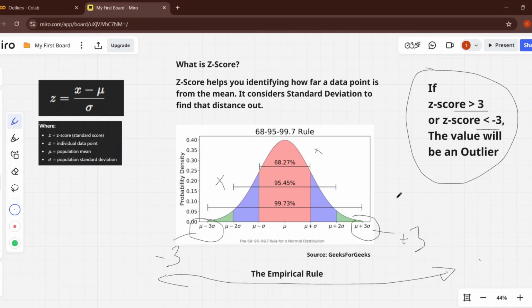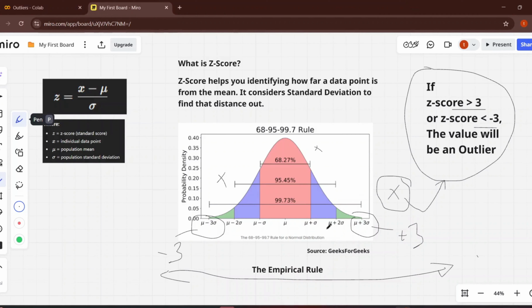Now let me place a value over here. Now is this an outlier? It is an outlier because it is lying outside the range which is given to us. It violates the rule of thumb which says if z-score is greater than 3 or z-score is less than minus 3, the value will be an outlier. So this value for us is an outlier.